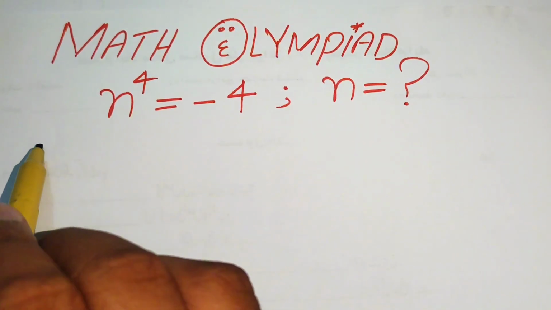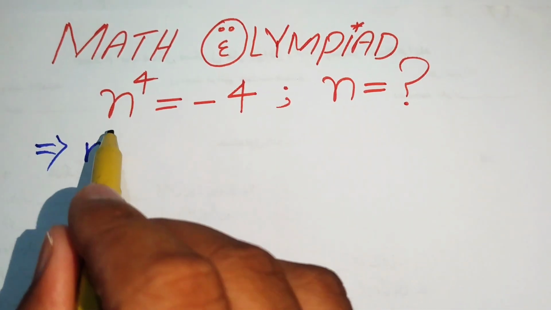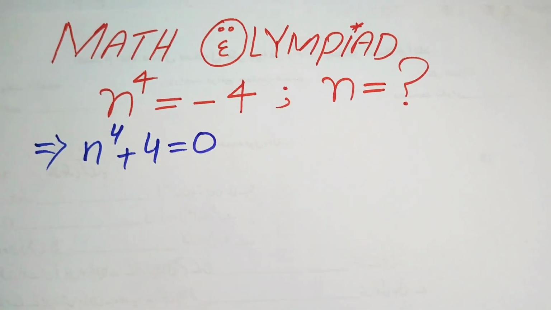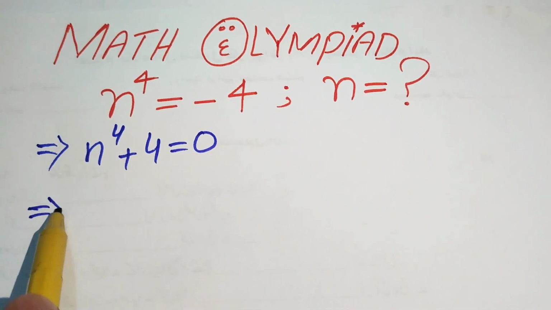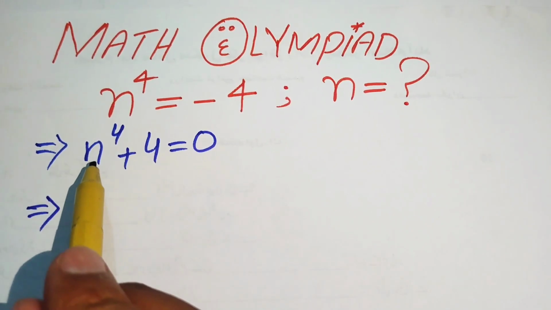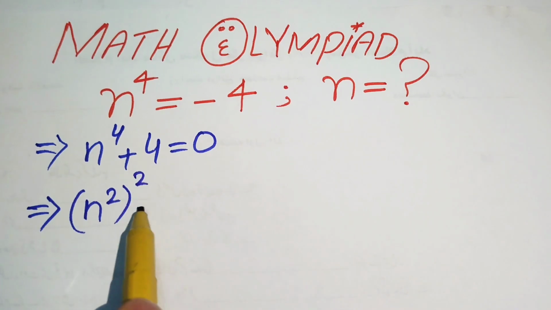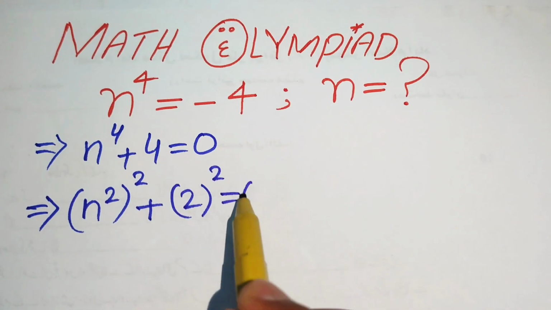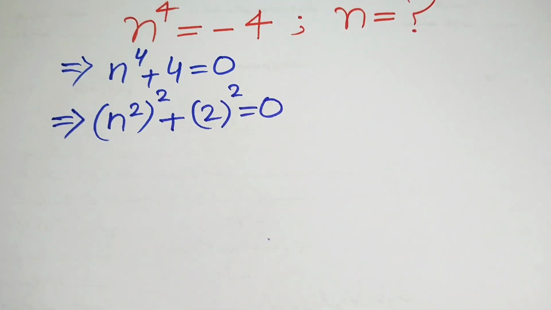So the first step we are going to do is first we move this minus 4 to the left hand side, and it will be written as n to the power of 4 plus 4 equals to 0. And now we rewrite this equation as, so we write this n to the power of 4 as n square and its whole square, plus we write this 4 as 2 square equals to 0. So here we use the nice square identity, and you know about this one.